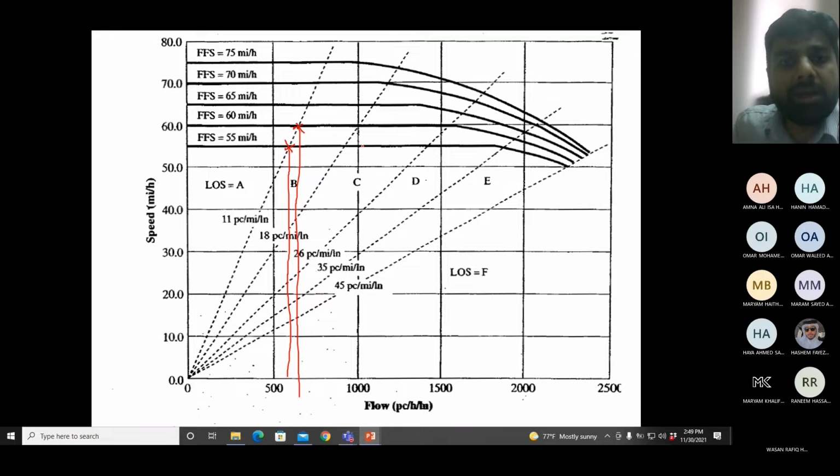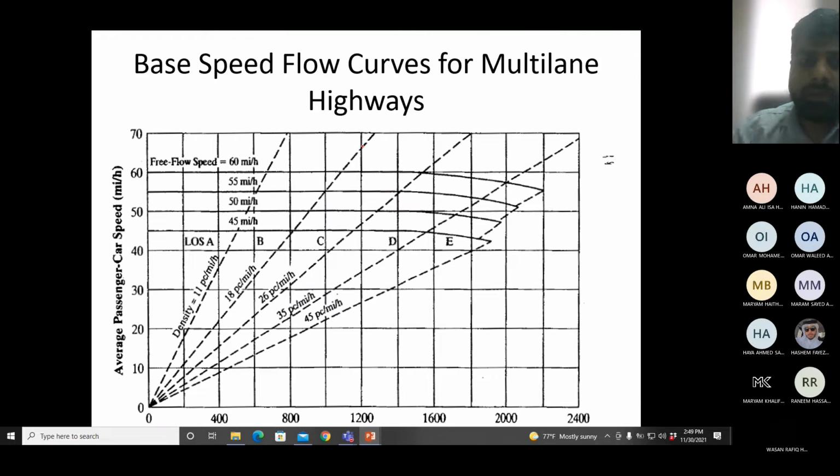These are the curves for freeways. These are the curves for multi-lane highways. Same thing, no change. The procedure is the same. The values are changing obviously, but the information given on these curves is the same. The lines showing levels of service. You have the curve for each free flow speed, and the densities are given and so on.